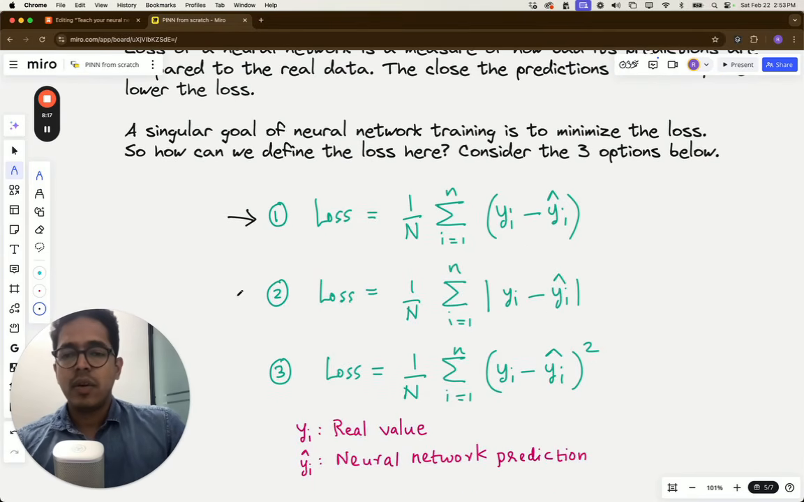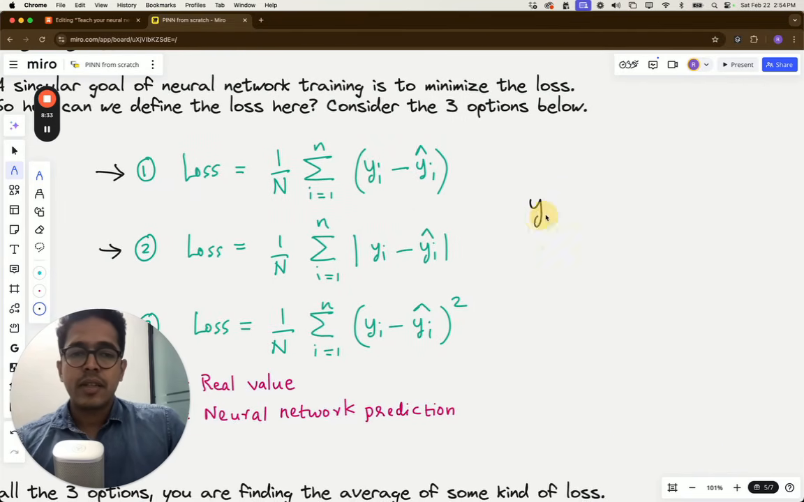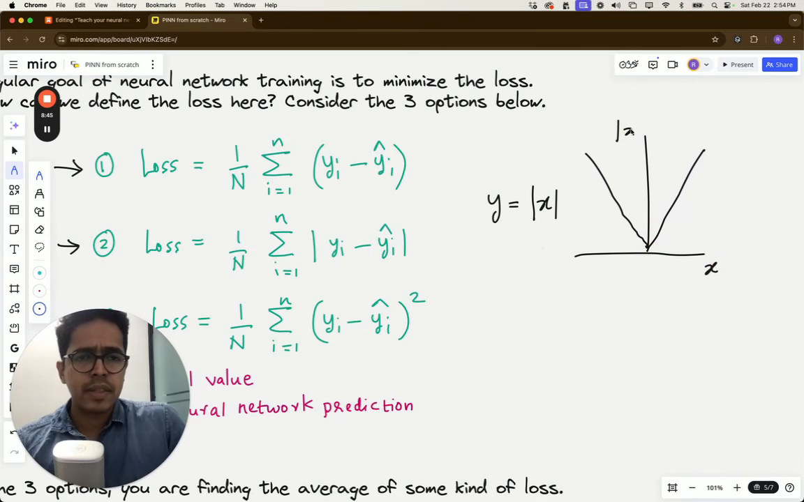So then we can think of, okay, let's keep the absolute value in that case. Then the error is always positive. The error is the absolute value of the real value minus the predicted value. This is fine, right? This is okay. But the only problem is with the absolute value function, think about y equal to modulus of x. This absolute value function is continuous and differentiable at all points except at x equal to 0. So this is the shape of y equal to modulus of x.